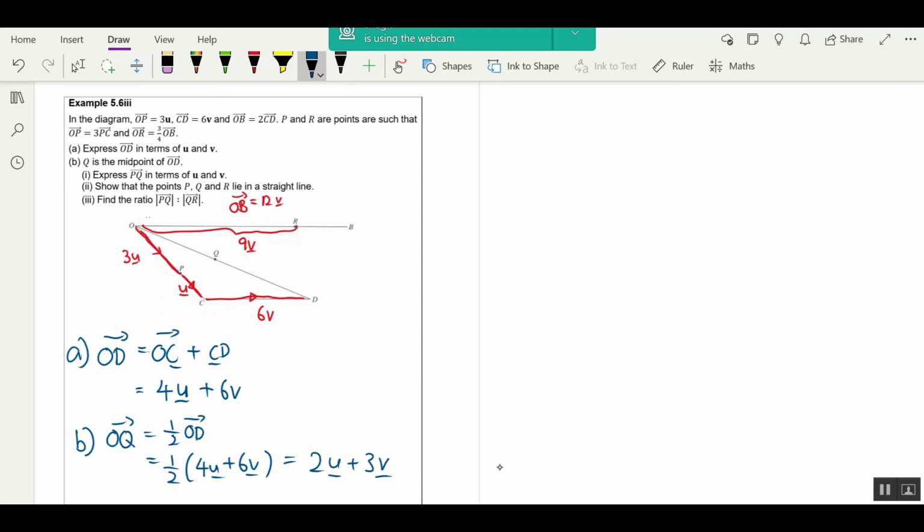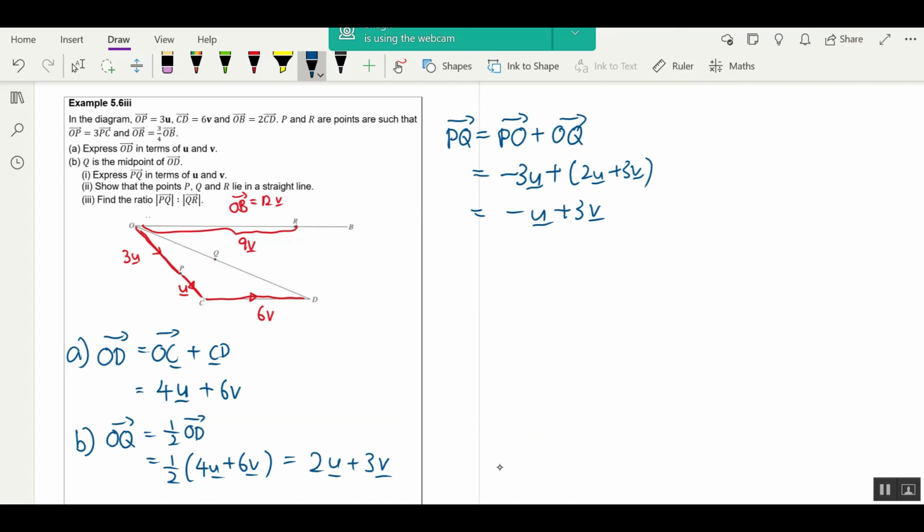But they do not want OQ, they want PQ. So what is PQ equal to? Let's use the triangle law. PO plus OQ. What is PO? OP is 3U, so PO is negative 3U. Plus OQ, which is 2U plus 3V. That will be equal to negative U plus 3V. You can just leave it like that, or you can write it as 3V minus U.